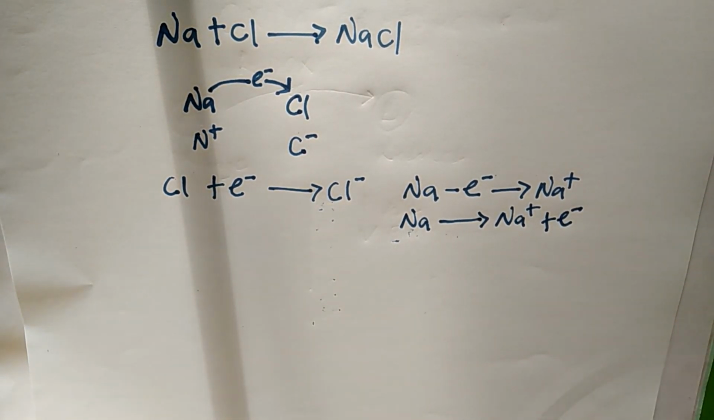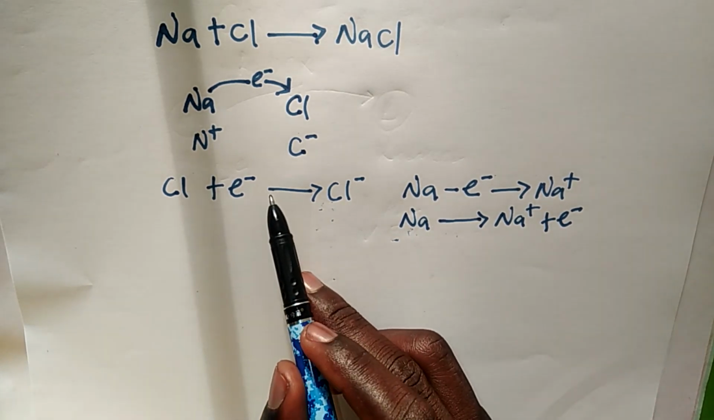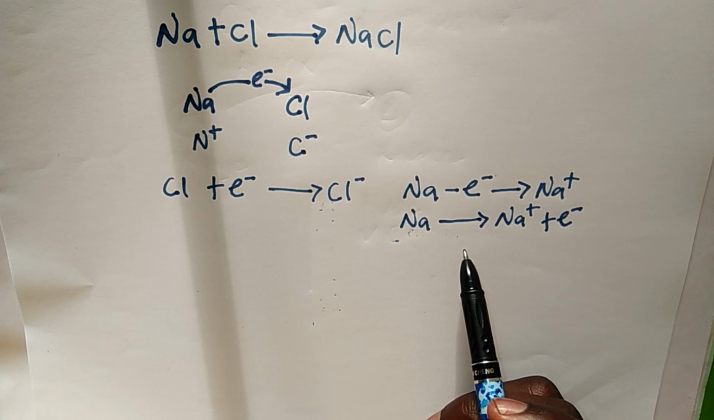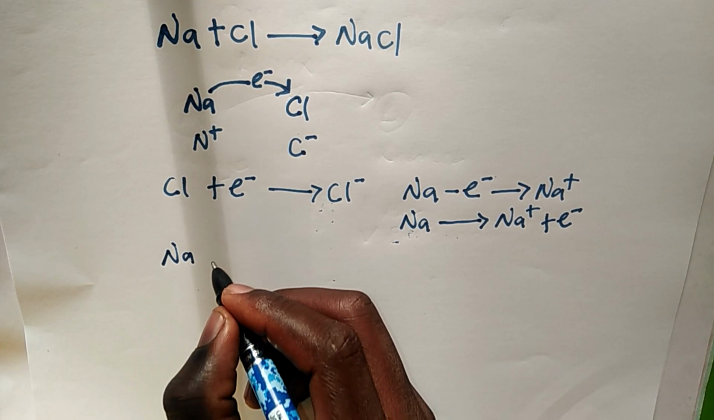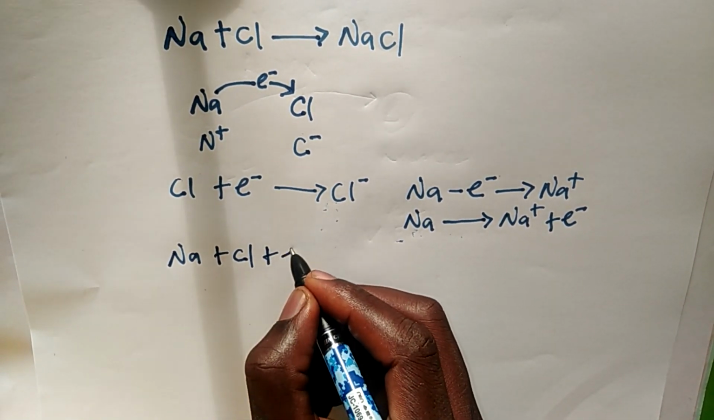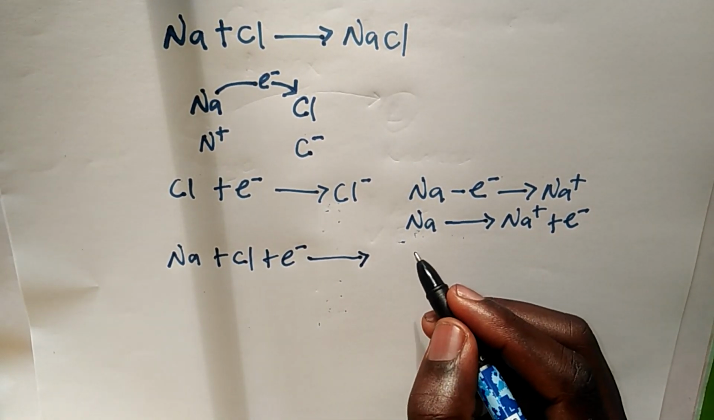Now, when you have these two half equations, to combine them to give us a full redox equation, we will add the two together. Whatever is on this side of the arrow, you add together. And whatever is on the other side of the arrow, you add together. So therefore, we say sodium plus chlorine plus electron. Then you put the arrow.